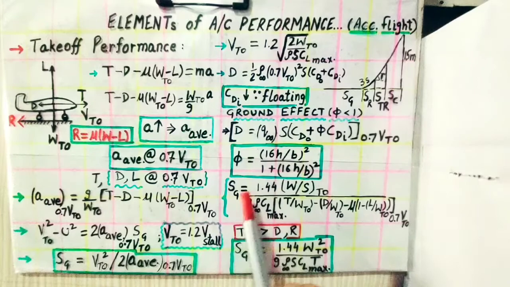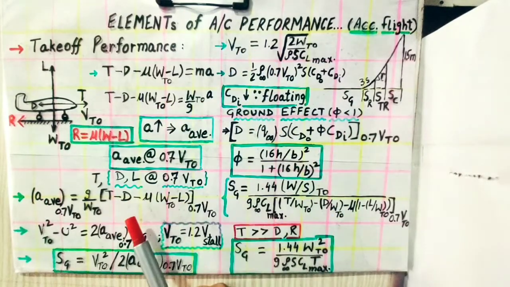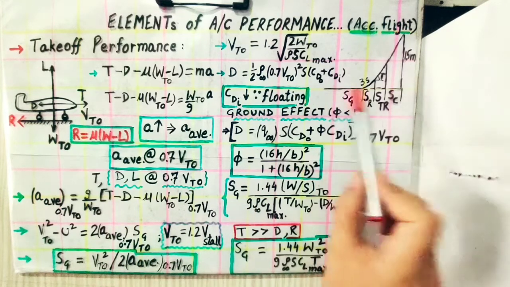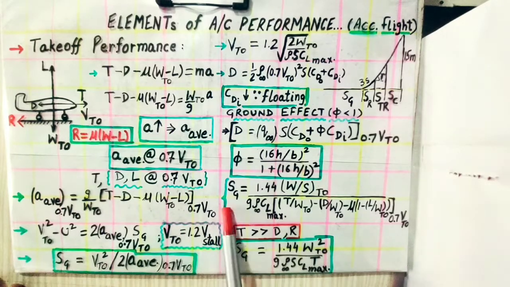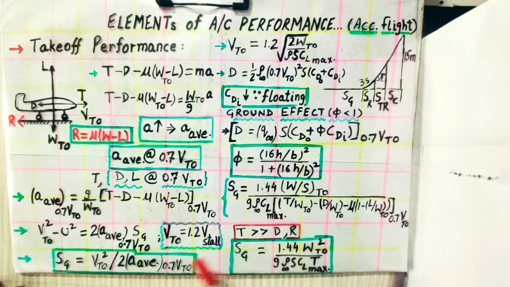Now we substitute these values: 0.7 v takeoff for drag, and 0.7 v takeoff for lift and thrust. These values are substituted over here for computing this ground distance. So this ground distance sg equals v takeoff square, where v takeoff is 1.2 times this whole square, which is above over here, divided by 2 times the average acceleration at 0.7 times v takeoff. This whole is brought down, and W takeoff is divided in this whole denominator with all these terms. The W takeoff above, which is over here, gets cancelled out.